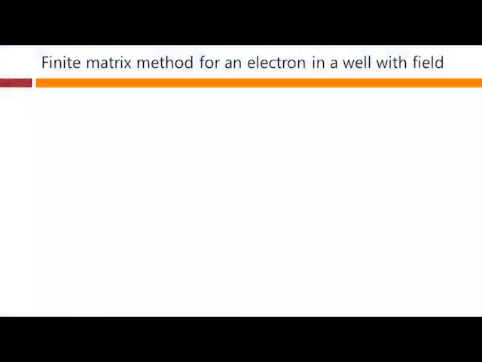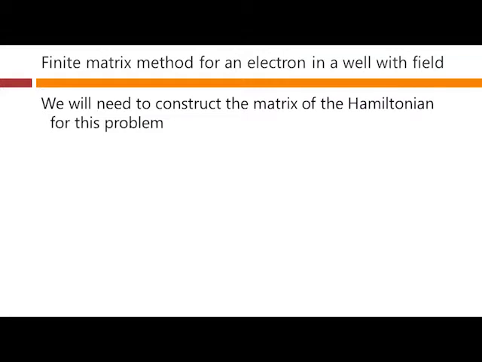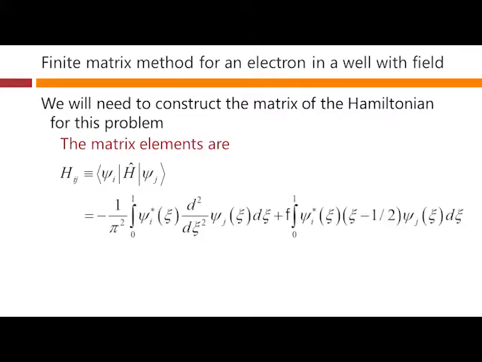So let's try to use such an approach here for our problem of an electron in a box with an applied electric field. To set up our finite matrix method, which is the same thing as our finite basis subset method, as we could call it, for an electron in a well with field, we'll need to construct the matrix of the Hamiltonian for the problem. Well, that's straightforward. The matrix elements are simply these bra-operator-ket products here. And for a simple one-dimensional function here, this just reduces to some integrals.